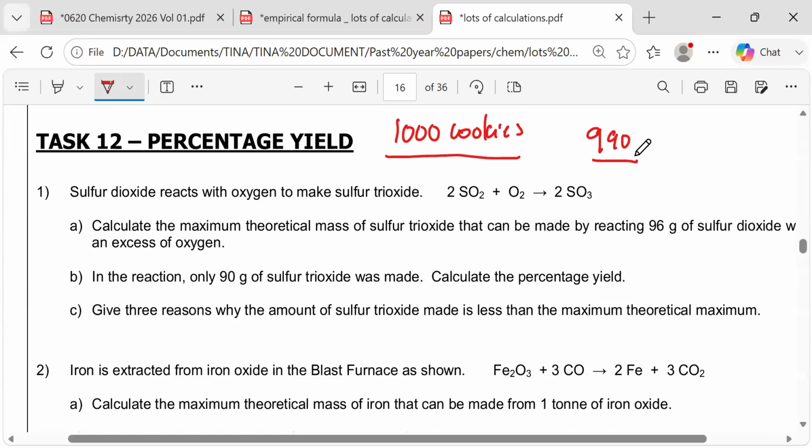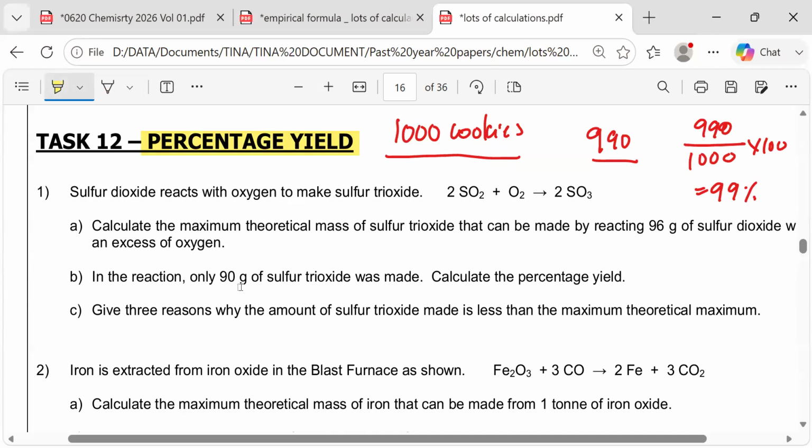What happened to the other 10? Some accidentally fall on the floor, some accidentally broke, some accidentally fell in the mouth. So how many percent did you actually get? We got 990 over 1,000 times 100%, so we get 99% yield. Understand? So we got a 99% success rate. That is what percentage yield means: how much percentage you get.